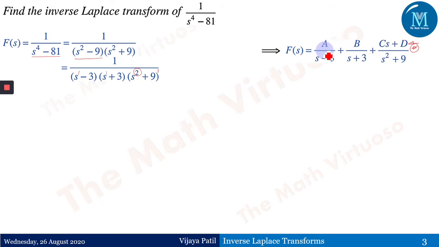Here what is the difference? It is s minus 3 in the denominator, and we have the numerator as A. Here we have s square plus 9, and we have the numerator as Cs plus D.